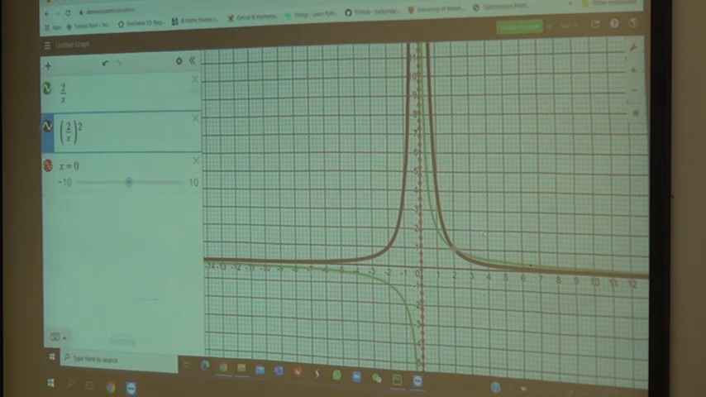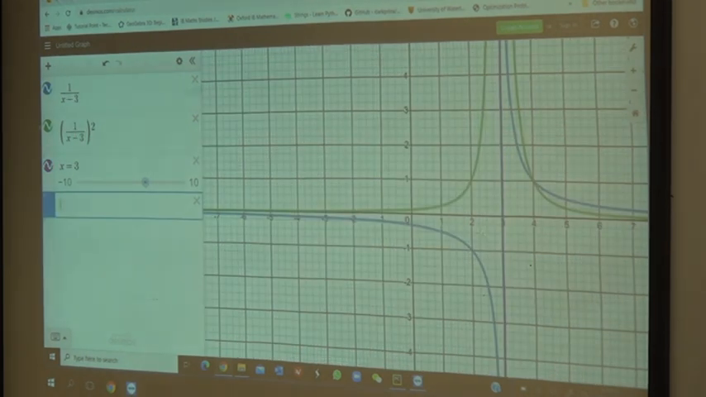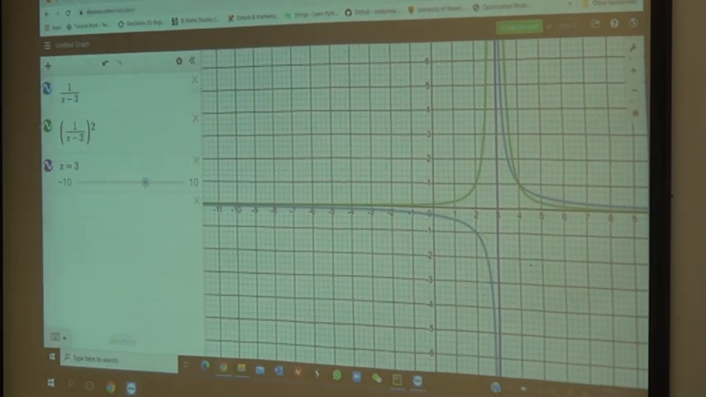If the original function will not exist when the denominator is equal to 0, then even the square is the same. So that makes sense, right? What else do we notice? Let's look at some of this one. Okay, we can see the same thing here.